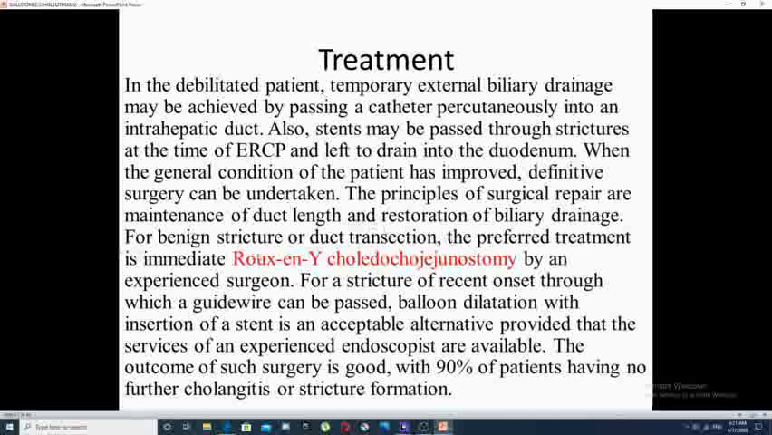For benign biliary stricture or duct transection, the preferred treatment is Roux-en-Y choledochojejunostomy. For a stricture of recent onset through which a guide wire can be passed, balloon dilatation with insertion of a stent is an acceptable alternative, provided that the services of an experienced endoscopist are available. The outcome of such surgery is good, and may reach up to a 90% success rate.